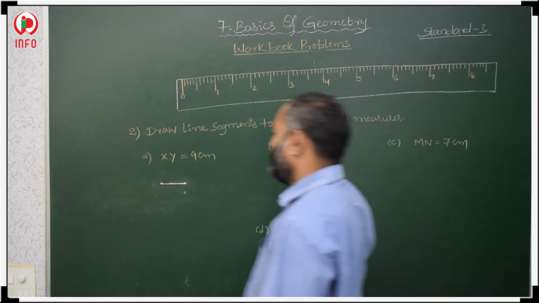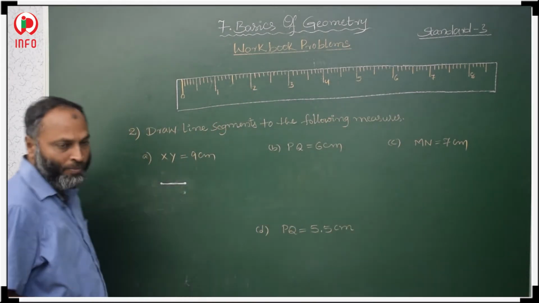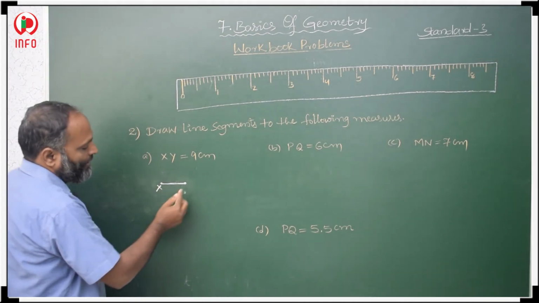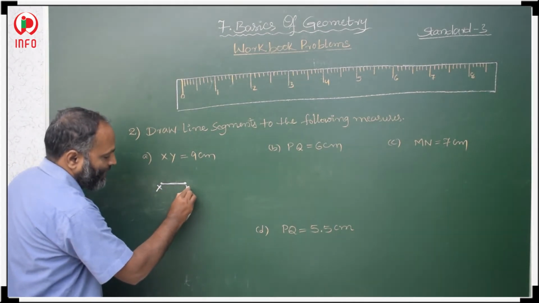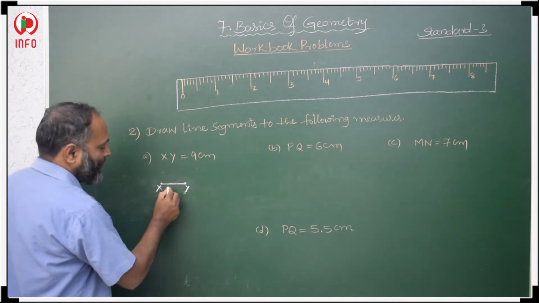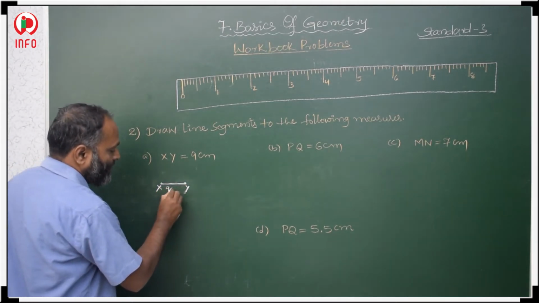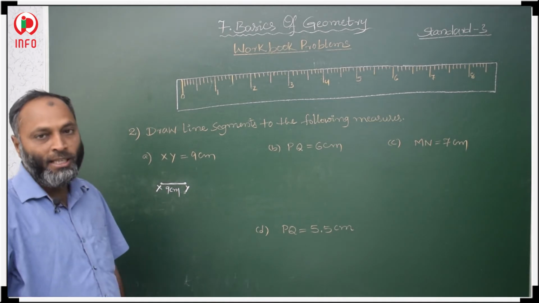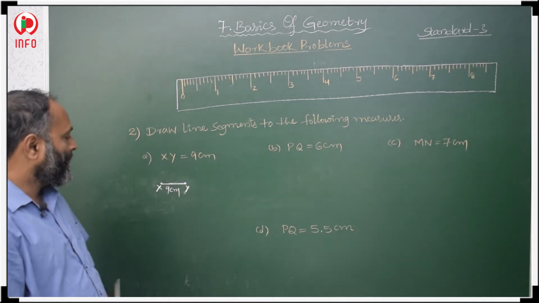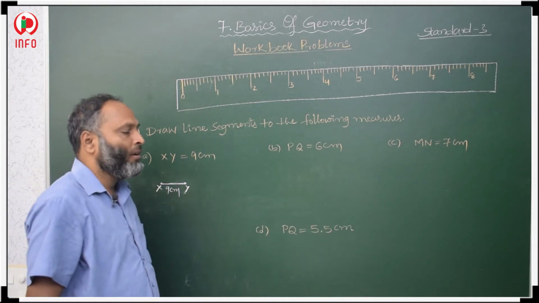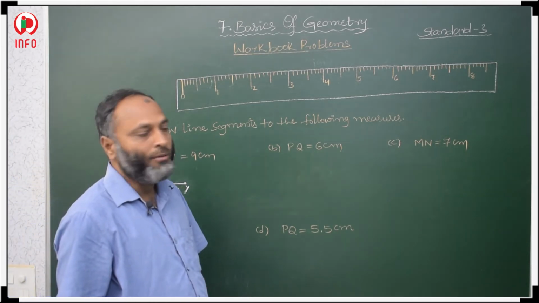Then after that, this is our XY line segment. Here the initial point is X and the final point is Y. X, Y, these two are end points, XY line segment. This is 9 centimeters. This represents 9 centimeters. Okay. Like this we have to draw 9 centimeters. Then after that, the second question, PQ.